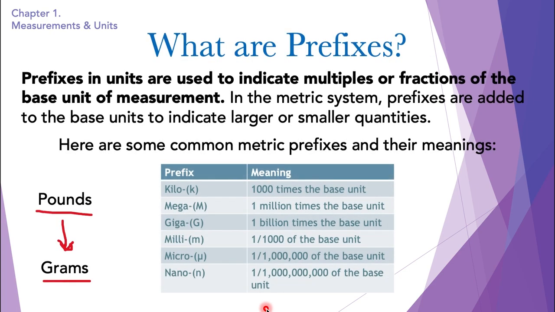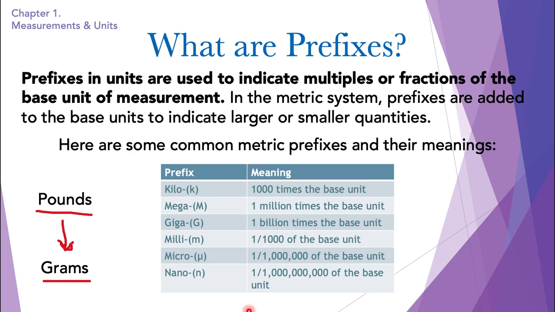To understand the metric system of units, we have to understand prefixes. So what are prefixes? Prefixes in units are used to indicate multiples or fractions of the base unit of measurement. So in the metric system, prefixes are added to the base units to indicate larger or smaller quantities. So here are some common metric prefixes and their meanings. Prefixes are basically added to the base units to indicate smaller quantities or larger quantities. So we have a base unit, meter for example.